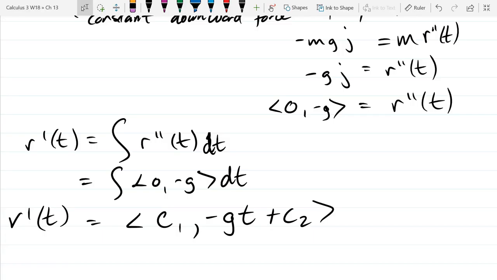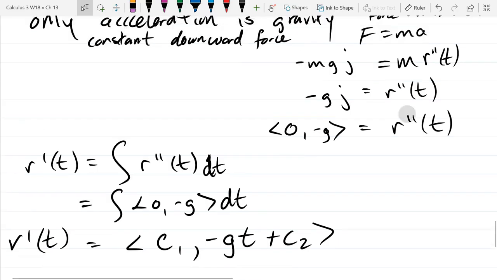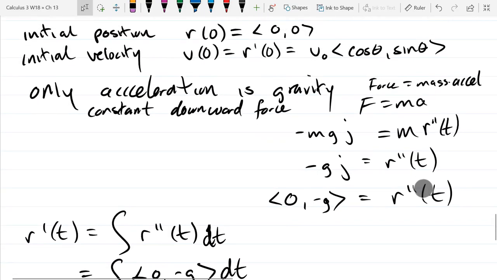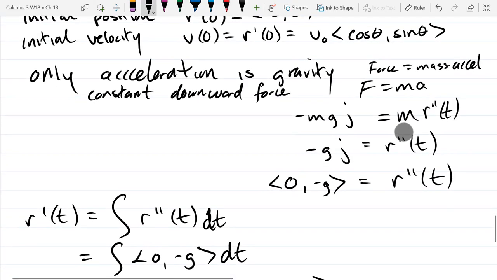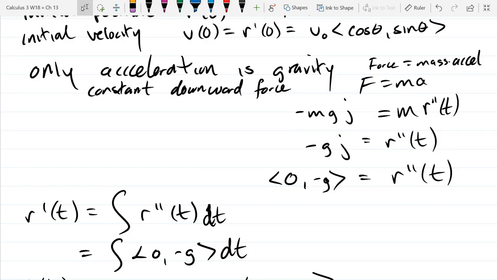So you should get a constant in your x, and then your y is a negative gt plus another constant. And you can write your constant vector at the end, as a separate vector, or you can add it right inside the vector. It doesn't matter. And now we're going to go back and look at our velocity at 0, which is r prime of 0. So right at the very top of the screen, we're going to use that condition right there.